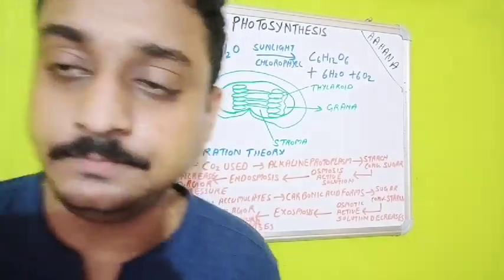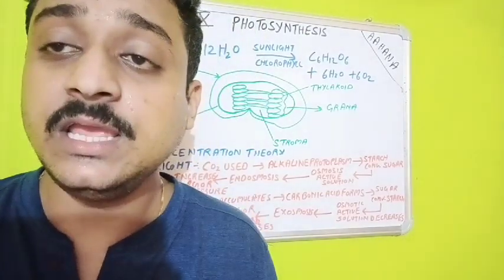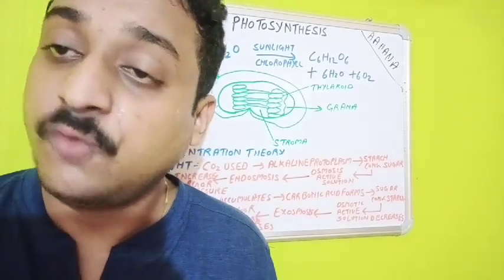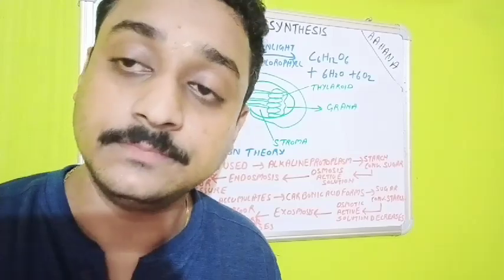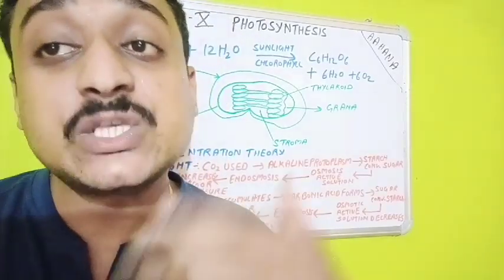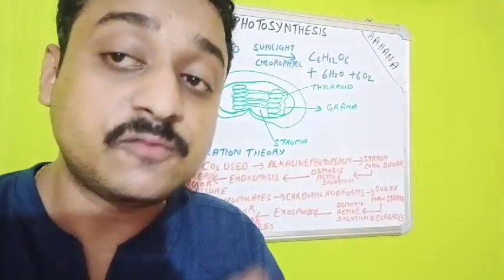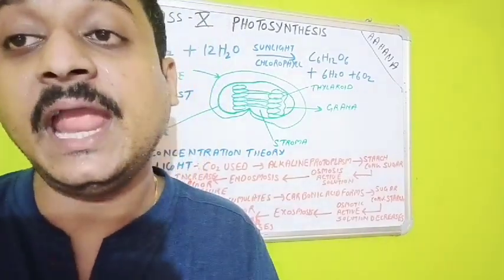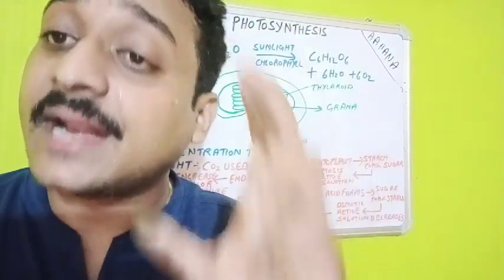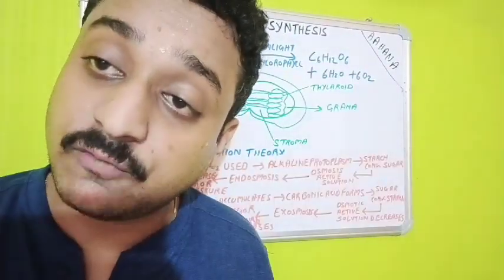Apart from that, there are basically 4 to 5 types of chlorophyll: chlorophyll A, B, C, D and E. Out of that, chlorophyll A is more important, and it is also found in abundance in each and every plant. Why? The reason is that chlorophyll A can directly trap any wavelength of light.